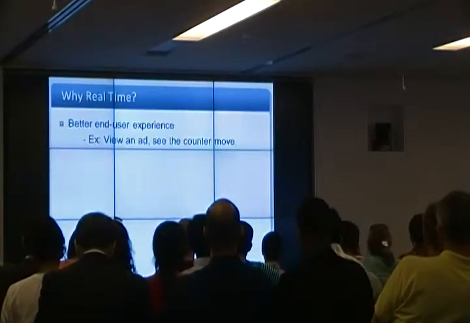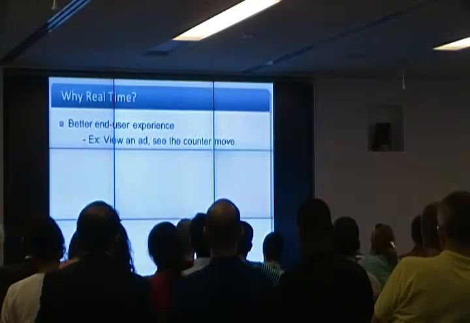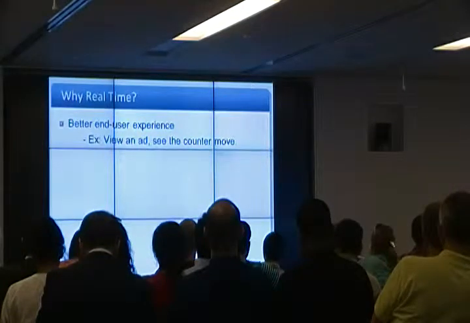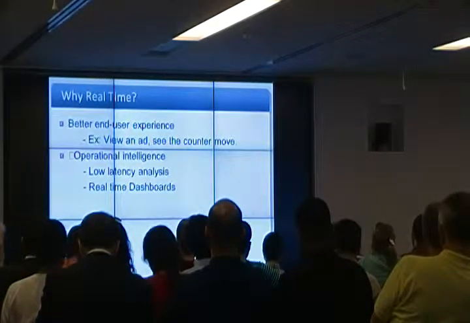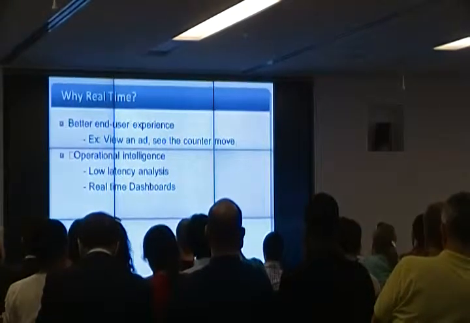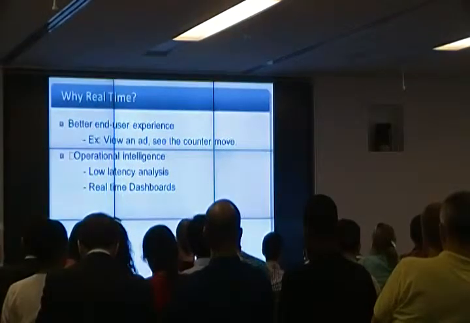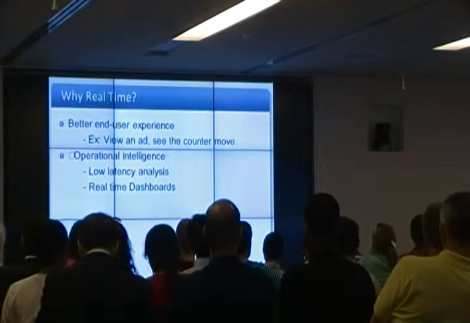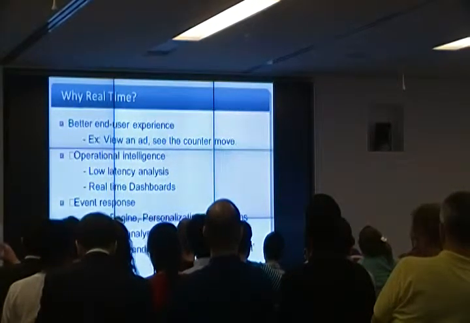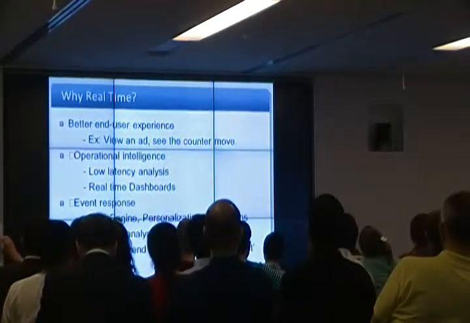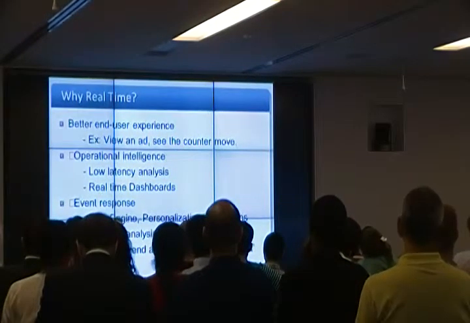So why do we need real-time? First, it's a better end-user experience. Let's say you display a personalized advertisement, or you see a counter move. It's also so-called operational intelligence. You can create different dashboards so your marketing department sees what's going on and how the campaign is doing, and how operations people see what's going on. And you can also process events. For example, we're processing events on our website and running a rule engine. Based on that, we do some predictions and some personalization.